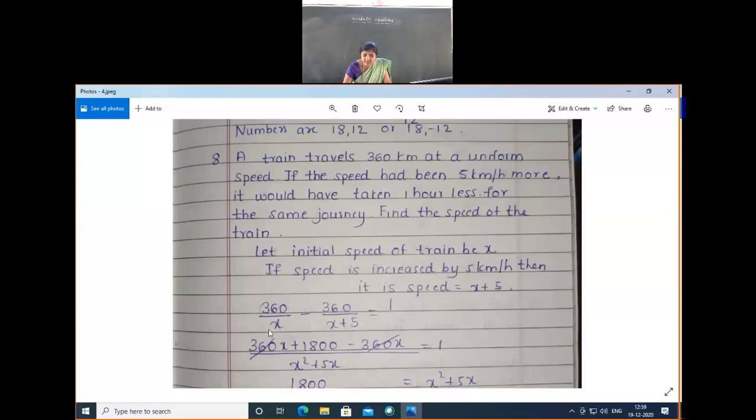See here, x is there, only x. Here we added x plus 5. So which one is greater here? 360 by x. Okay. So here 360 by x plus 5. The denominator has 5 extra added. So this is bigger. Bigger minus smaller is equal to 1 hour, the difference between these two timings.